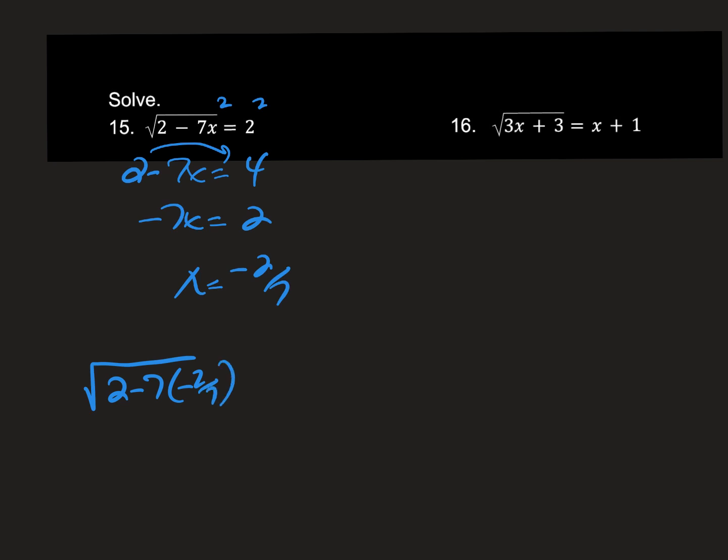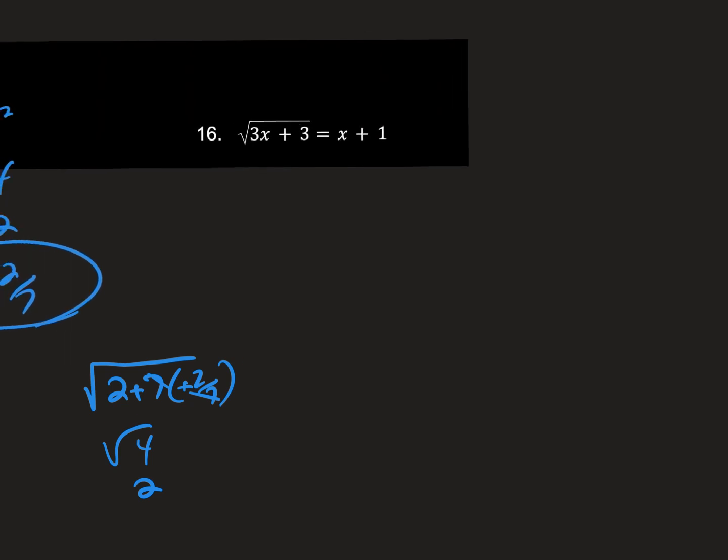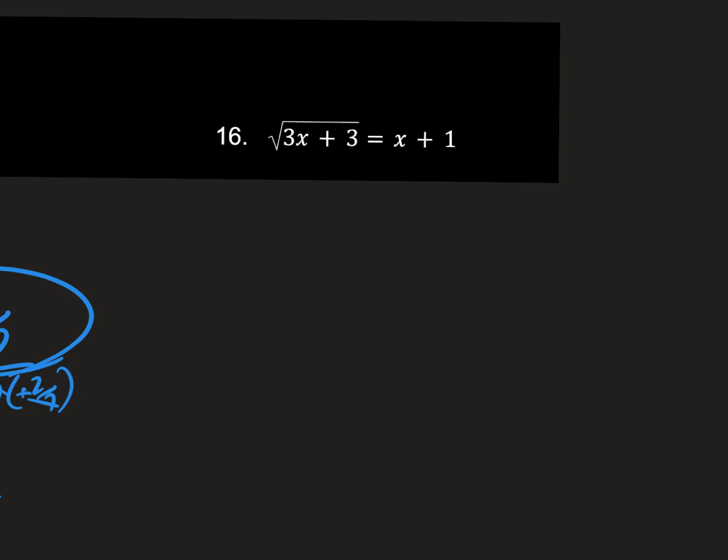When I do that, it's not as bad as you think because the 7s cancel. You get plus, minus is really plus plus. That gives me square root of 4, which is 2, which is exactly what it says. So that's awesome. Last one, number 16. And we are done.